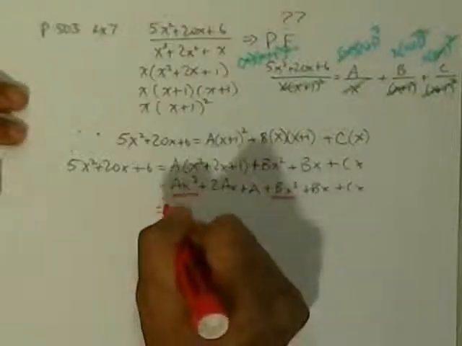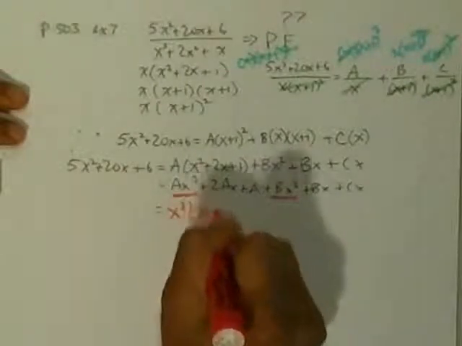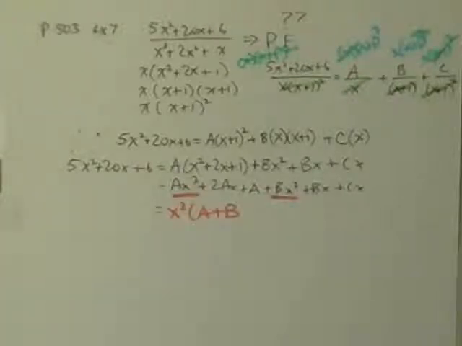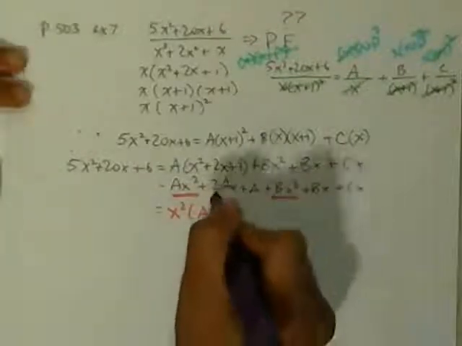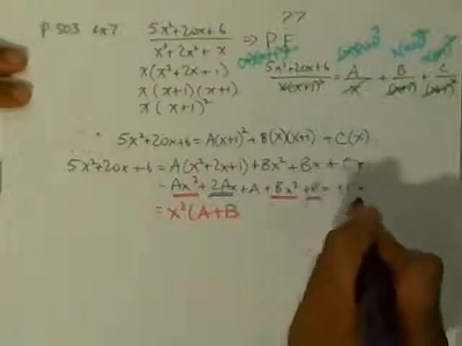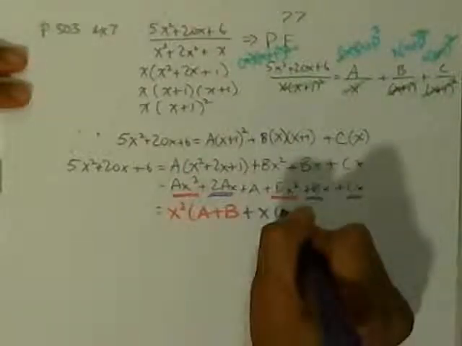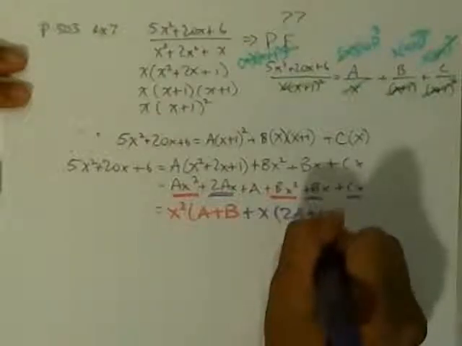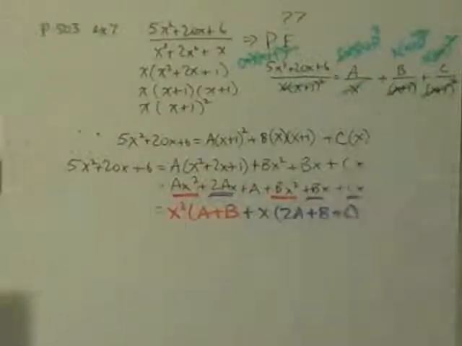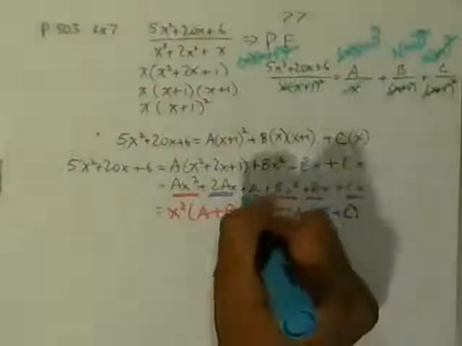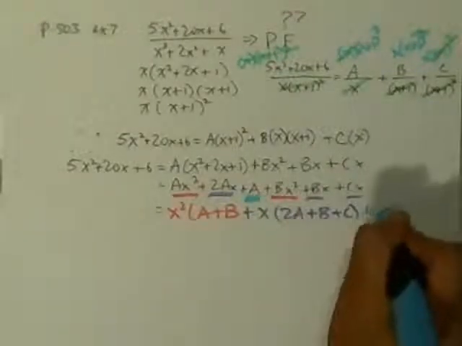So that's going to be x squared times a plus b. The second factor is going to be 2ax, bx, and the cx plus x. I'm going to factor that out. You get 2a plus b plus c. And the last one, I have a constant right there. That's going to be plus a.